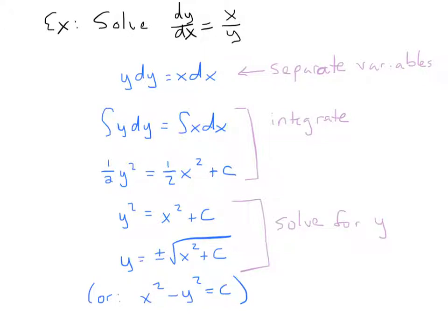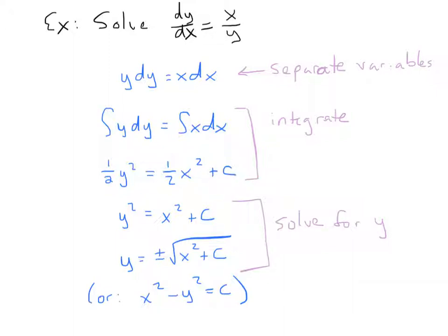After I separate my variables, then I integrate. So I just take y dy and then I put a little integral sign in front of it. And same thing, x dx, and put a little integral in front of it. Then I'll take the integral. So remember, when you're integrating y dy, y is our variable. So we just integrate this like normal. It's 1/2 y squared. And then over here, x is our variable, so it's going to be 1/2 x squared.